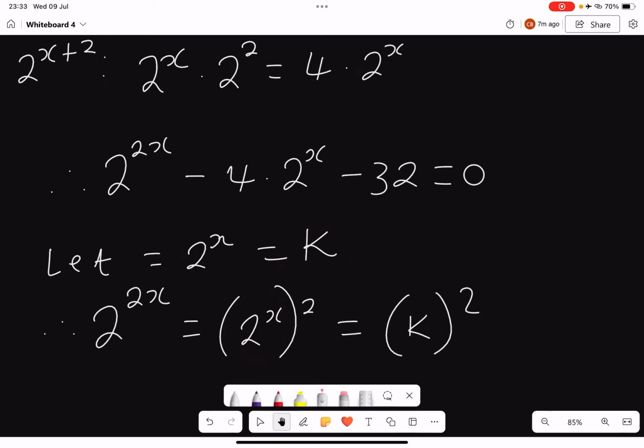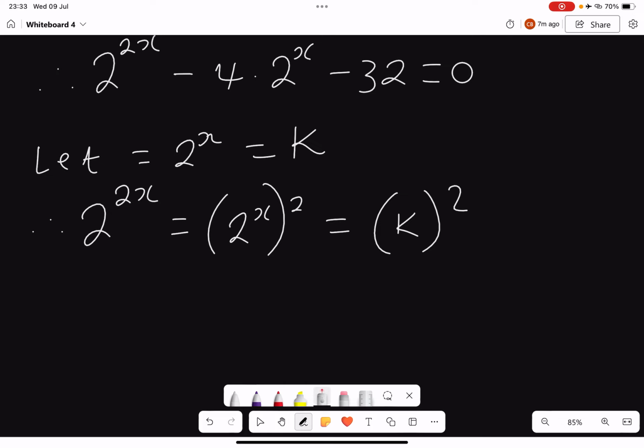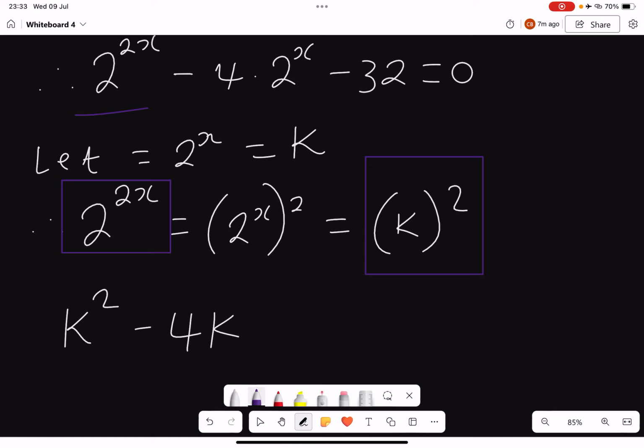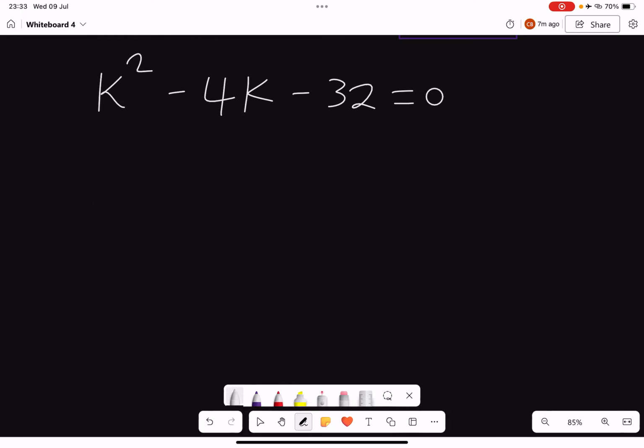So we're going to substitute the k's back now. This becomes k squared. So in the equation we have k squared minus 4k, because this becomes k, and then minus 32, which equals 0. And then we can see that this becomes a nice trinomial that is very easy to factorize. So let us factorize this.